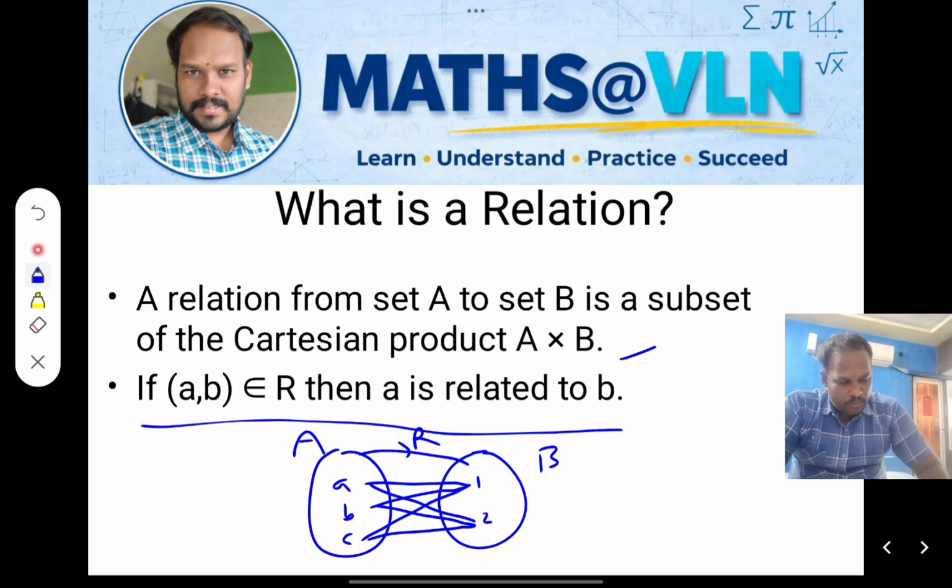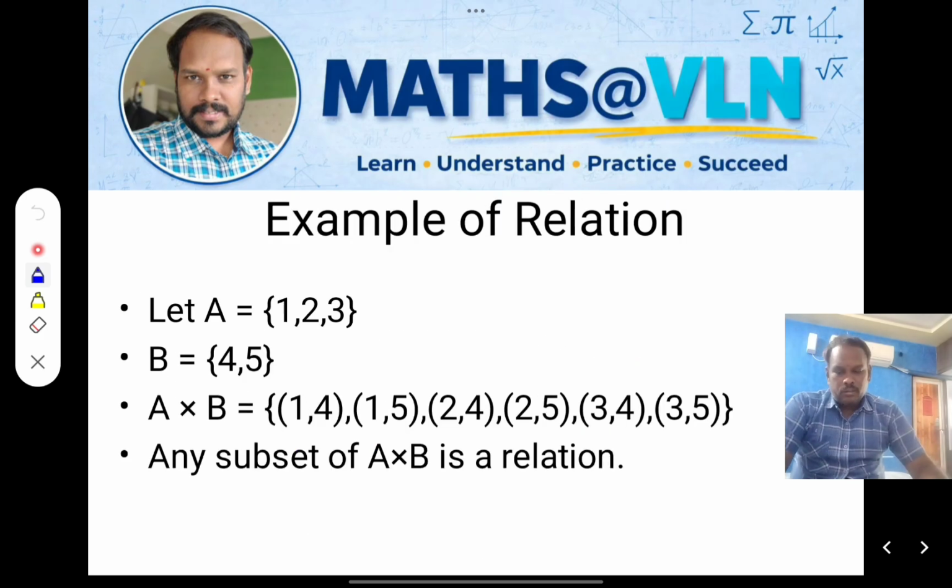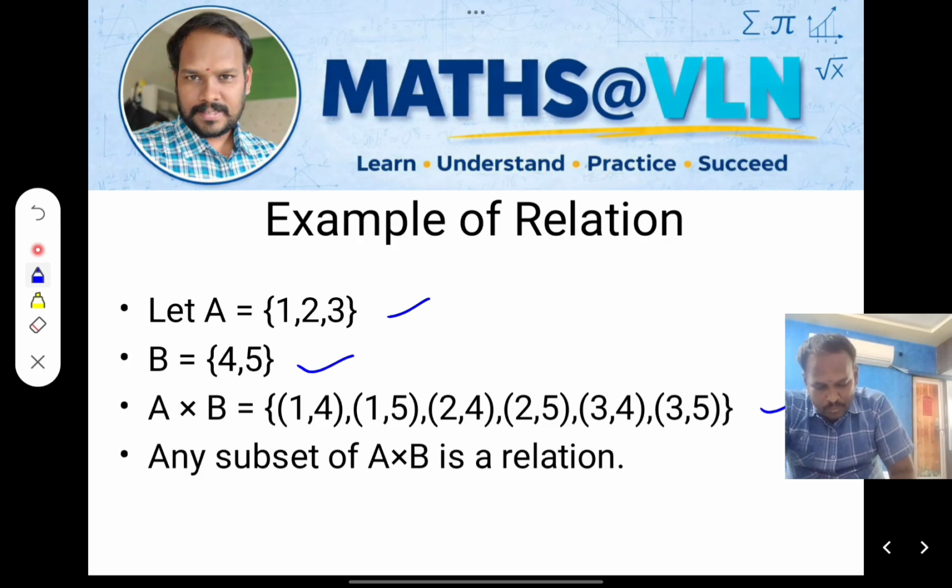For example, let set A be {1, 2, 3} and set B be {4, 5}. The possible ordered pairs in A cross B are (1,4), (1,5), (2,4), (2,5), (3,4), (3,5). Any subset of A cross B is a relation. For example, if I write (1,4), it belongs to the relation.